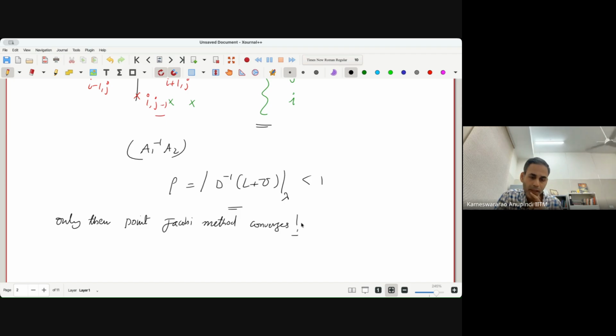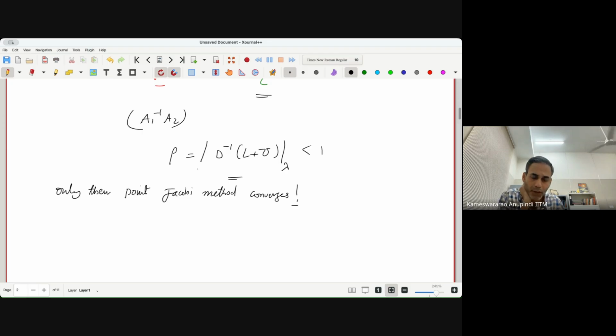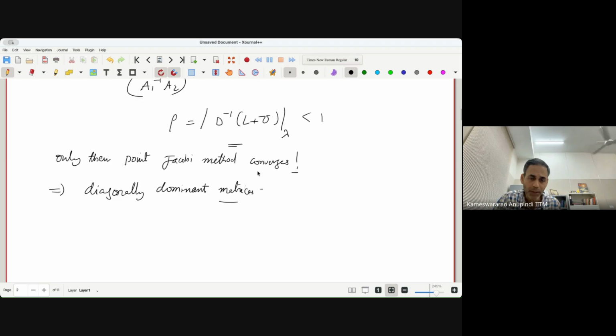It appears that for several sets of matrices this condition is true, including diagonally dominant matrices. So if you have a diagonally dominant matrix, then it satisfies that the eigenvalues of D inverse times L plus U are less than 1, and essentially the point Jacobi method converges.